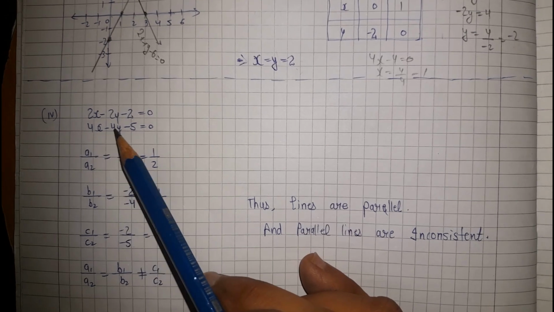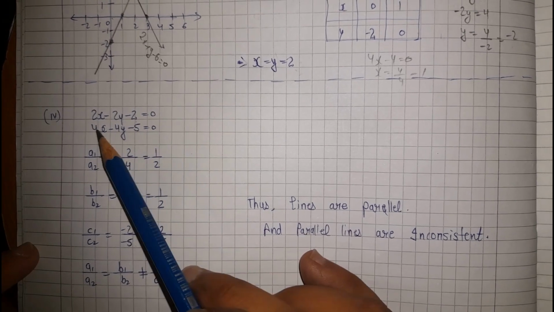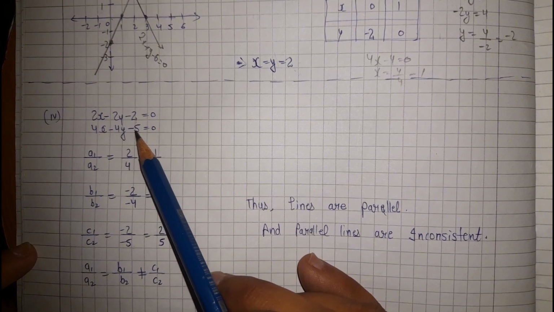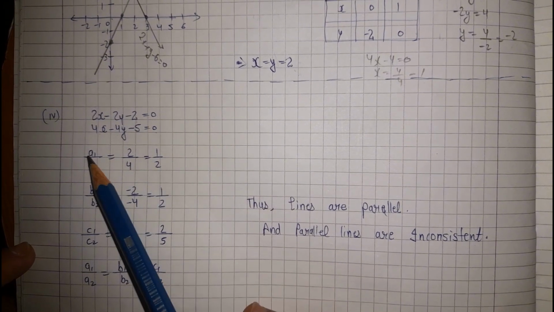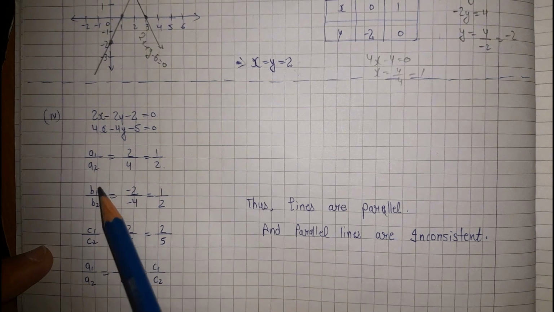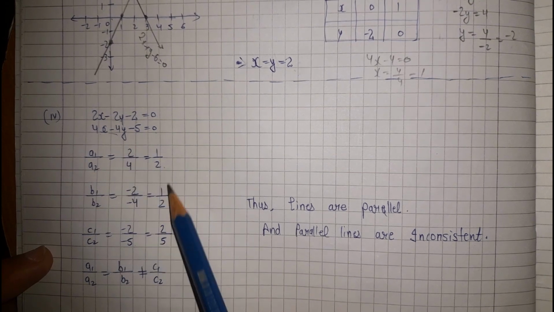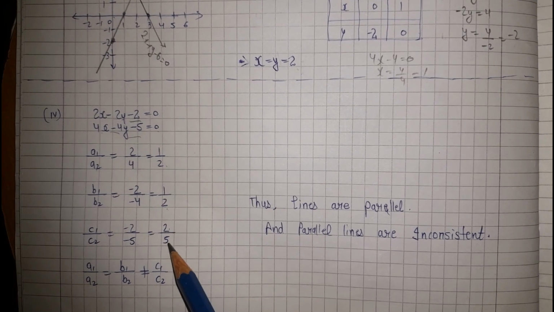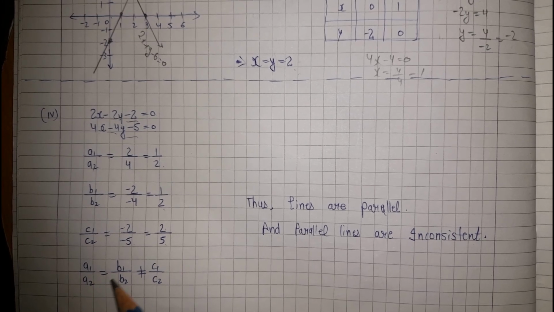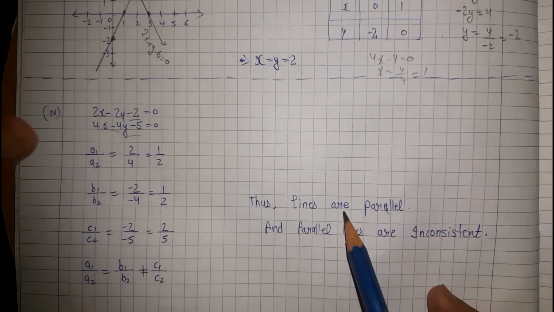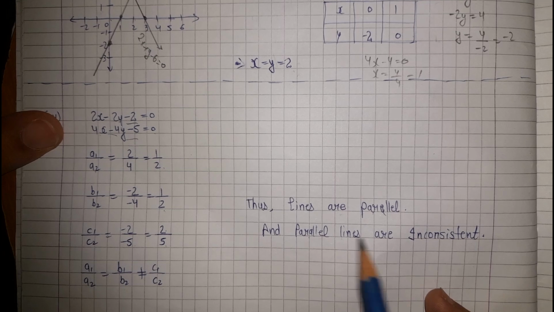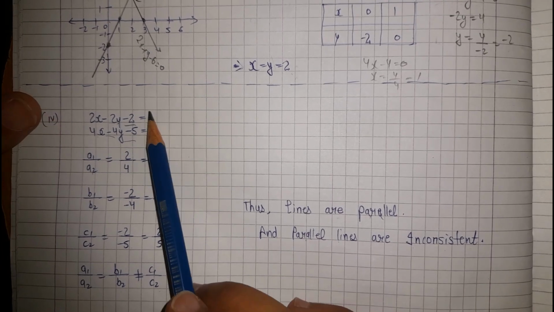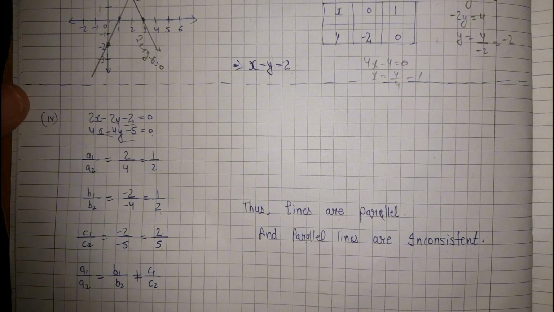Fourth part, 2x minus 2y minus 2 equals 0, 4x minus 4y minus 5 is equal to 0. Now a1 upon a2 is equal to 1 upon 2, b1 upon b2 is equal to 1 upon 2, and c1 upon c2 is equal to 2 upon 5. Since a1 upon a2 is equal to b1 upon b2 but not equal to c1 upon c2, these lines are parallel. Parallel lines are inconsistent. So these 2 equations don't have any solution.